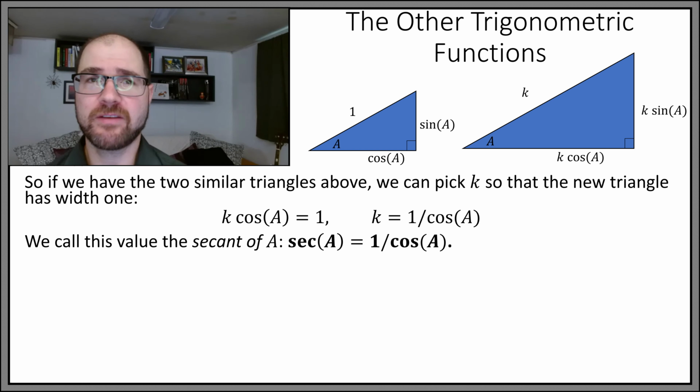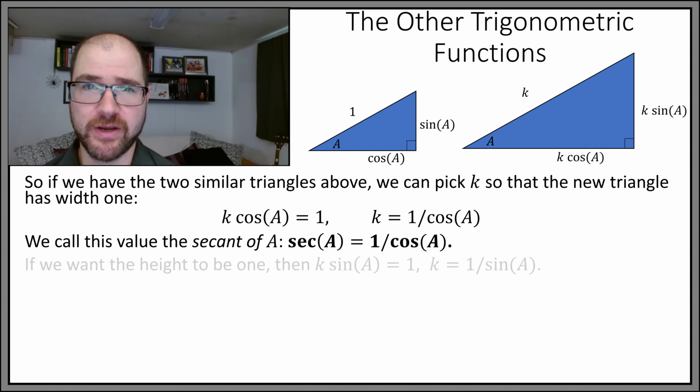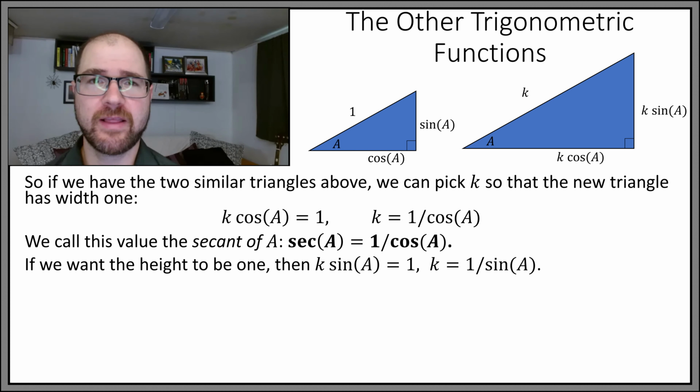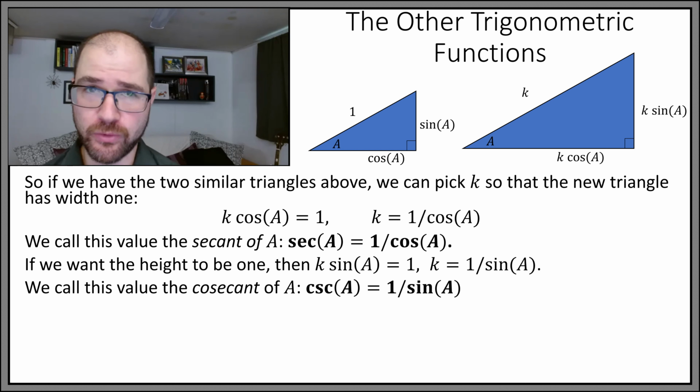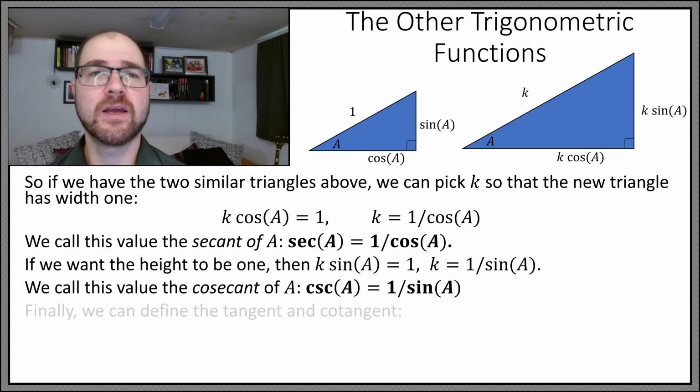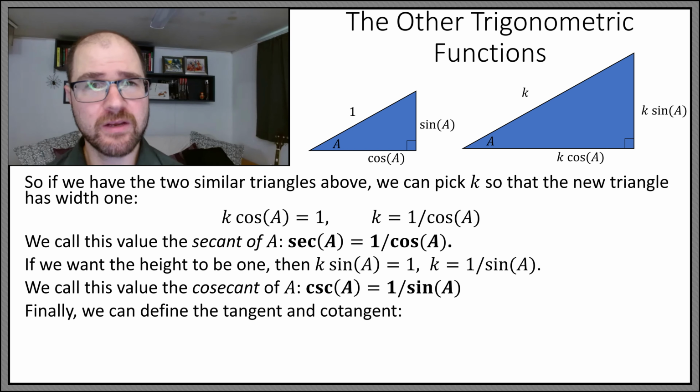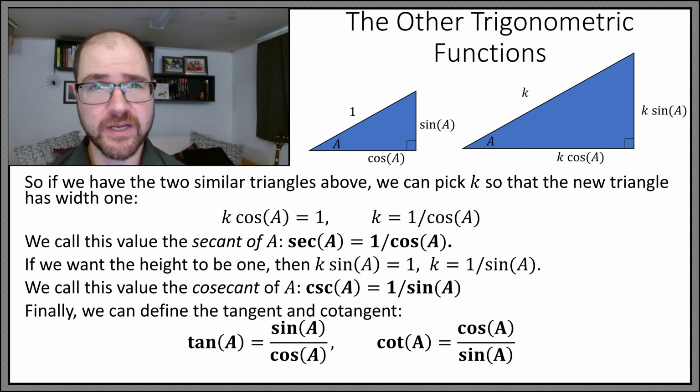We define that to be called the secant of A. It's the scalar factor so that the width of the triangle is 1 rather than the hypotenuse. Similarly, we could pick a scaling factor so the height is 1. In other words, that scalar factor will be 1 divided by the sine of A, and we define that to be the cosecant of the angle A. And then finally, we can define the tangent and its buddy, the cotangent, through these ratios of sine and cosine.